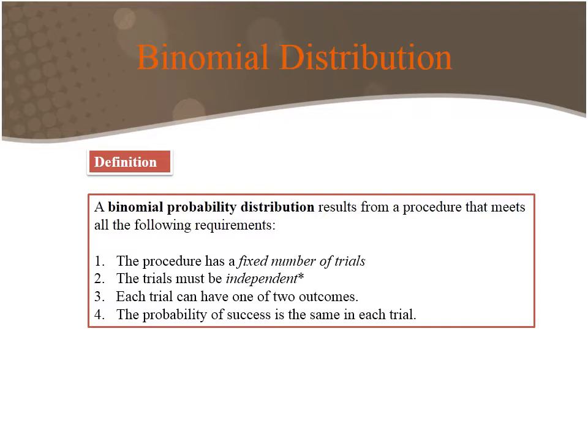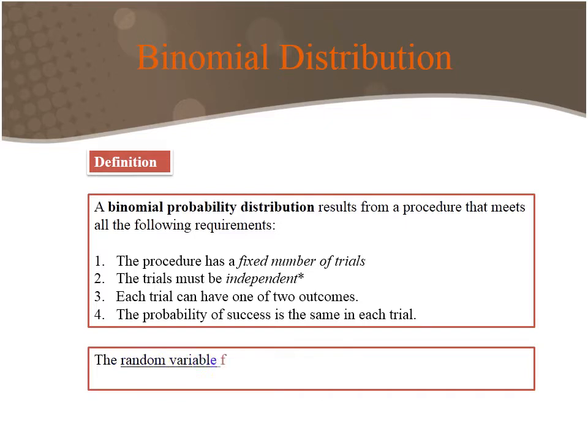Now it's important to realize that the term success can be used fairly loosely, meaning that we could have called getting a head a success, or we could have called getting a tail being a success. In either case, we have to choose one of them to be a success, and the other one we'll call a failure. But that doesn't necessarily mean one is good and one is bad. We're just distinguishing between the two possible outcomes. The random variable for a binomial distribution could record the number of successes.